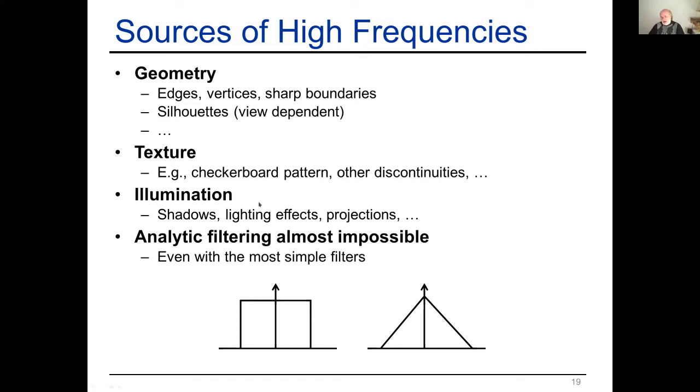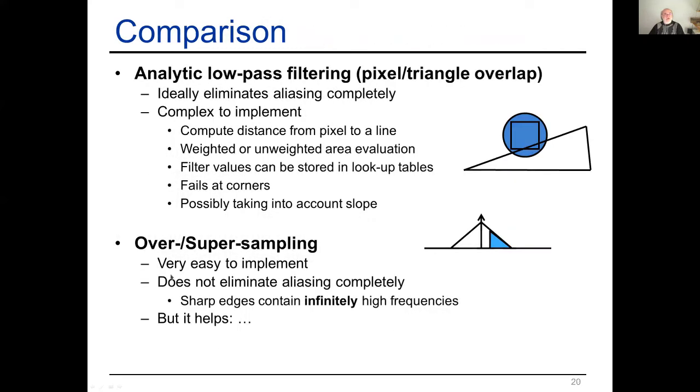Yeah, I cannot really avoid that. Also, illumination, I just mentioned that. I can also project light into my scene, so that might be a cause for shadows and any other lighting effects here. And analytic filtering in the analog domain is almost impossible. People have tried to do this, even with the most simple filters like a box filter or a tent filter, but we cannot really do this.